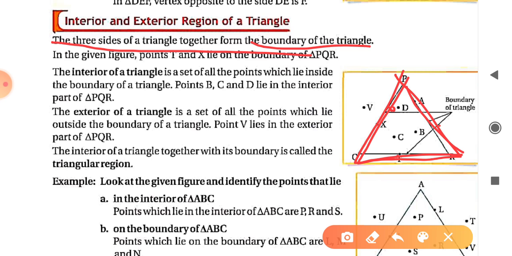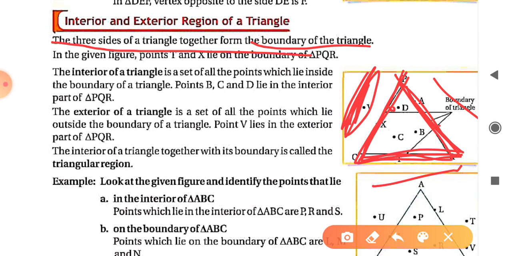And if any point lies in the interior region of this triangle, then this interior region is known as interior of triangle. And similarly, if any point lies outside the triangle, that means any place here or here, then it will be in the exterior of triangle.